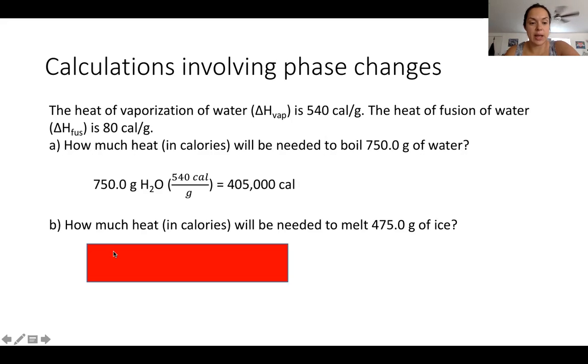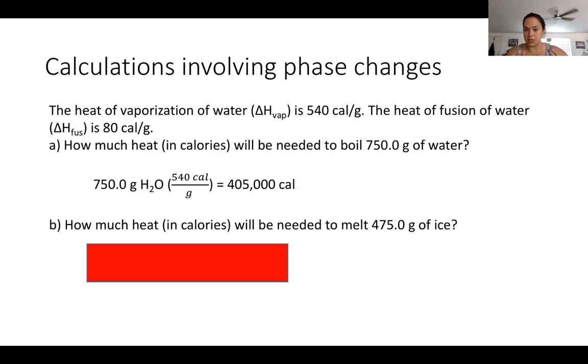So next question, how much heat in calories will be needed to melt 475 grams of ice? Again, it's just asking for a phase change, right? We're only melting the ice. That's it. We're not changing the temperature. We're just taking it from solid to liquid. That's the first thing you really need to pay attention to. Second thing is, do we use our heat of vaporization or our heat of fusion? We're going from a solid to a liquid.